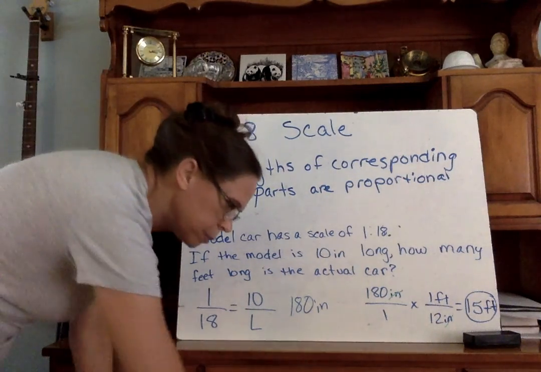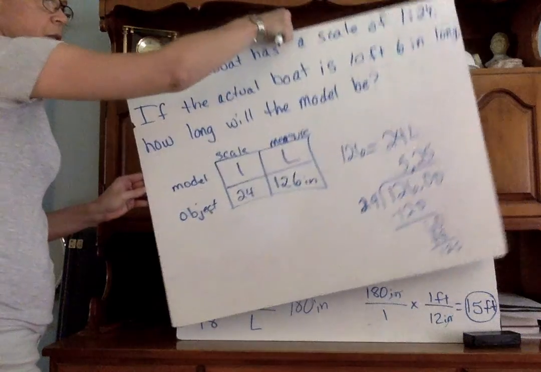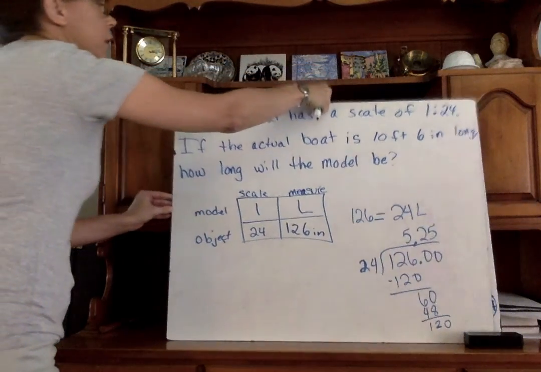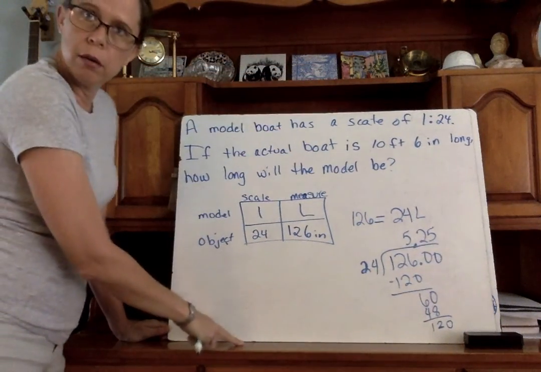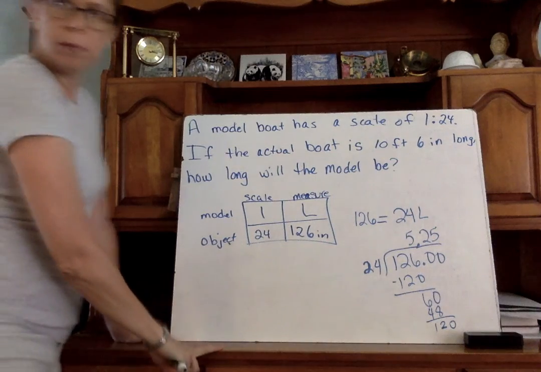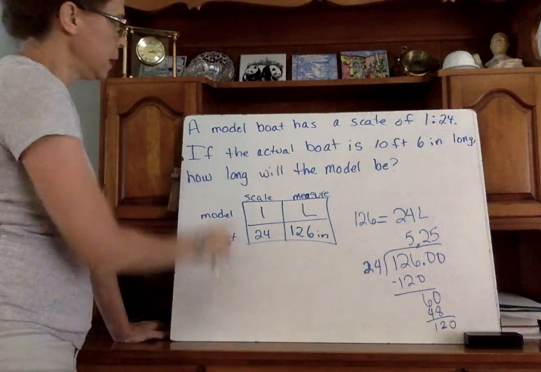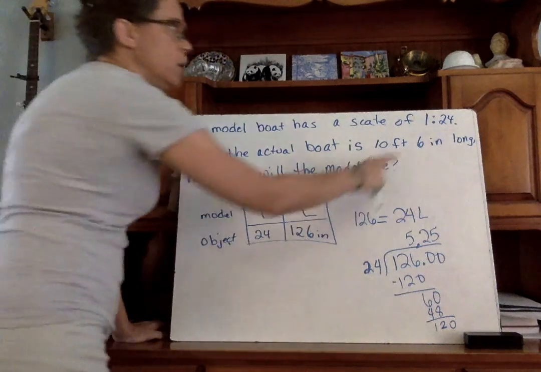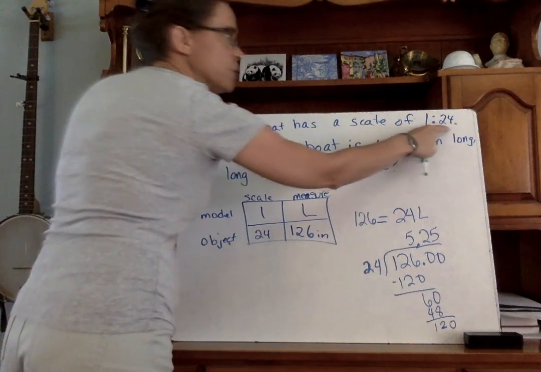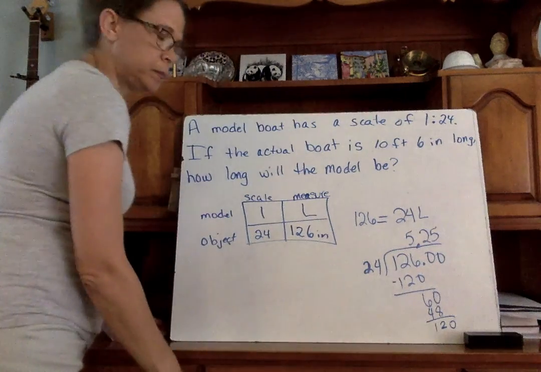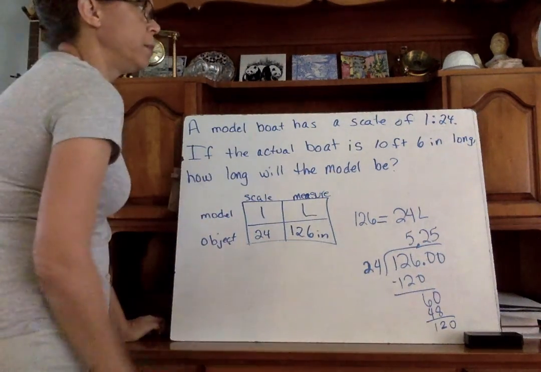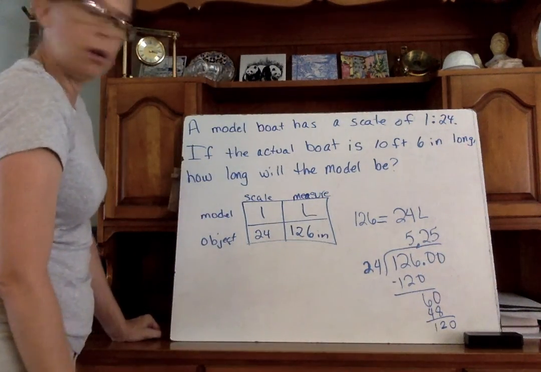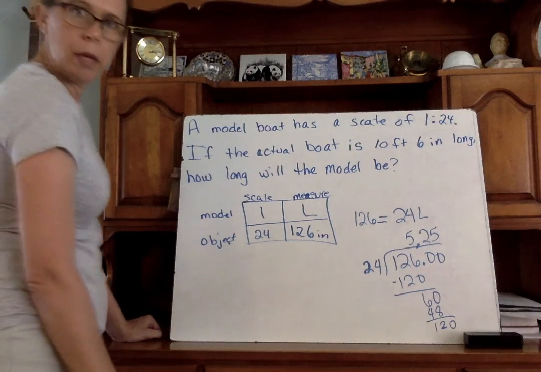Let's try another example. Now again, these examples are different than the examples in your book. So use these examples here. Use the examples in your book to give you some extra practice, okay? A model boat has a scale of 1 to 24. So 1 inch on the model represents 24 inches on the real thing. If the actual boat is 10 feet 6 inches long, how long will the model be?